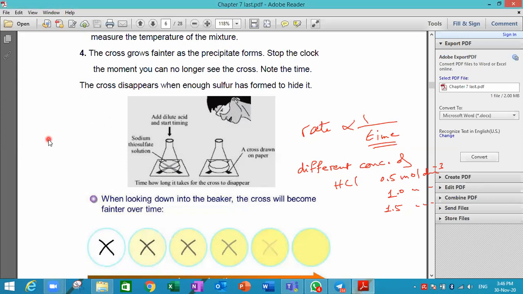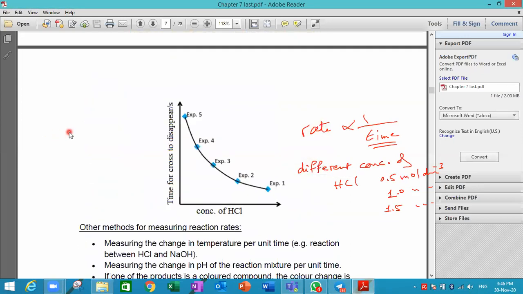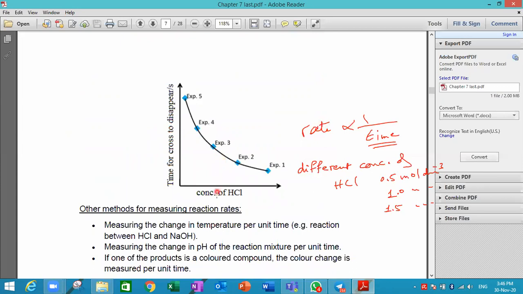So we will see that as the concentration of hydrochloric acid increases, the time needed for the cross to disappear will decrease. It means that as we increase the concentration of HCl, the rate increases because the time gets smaller.